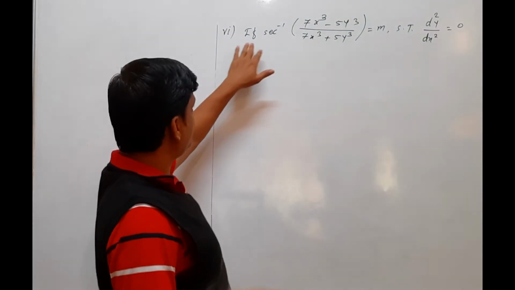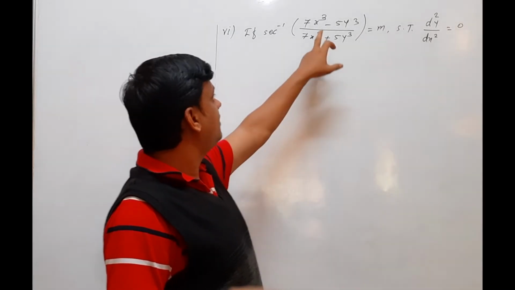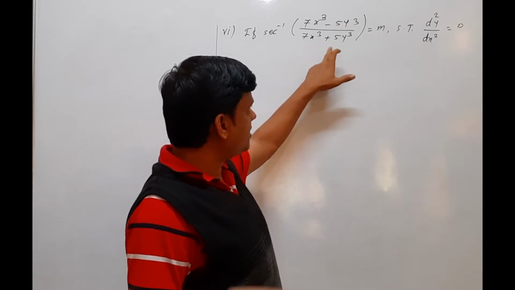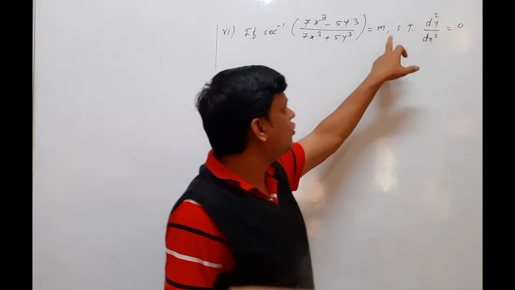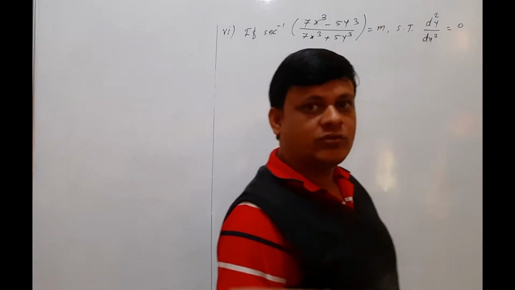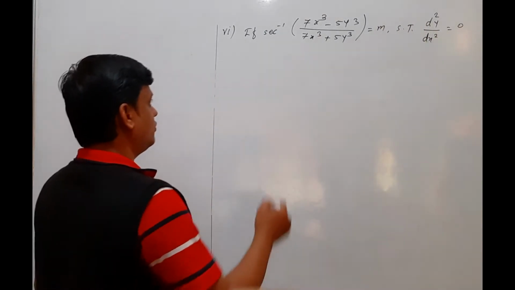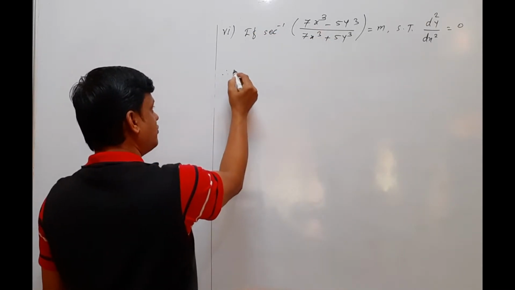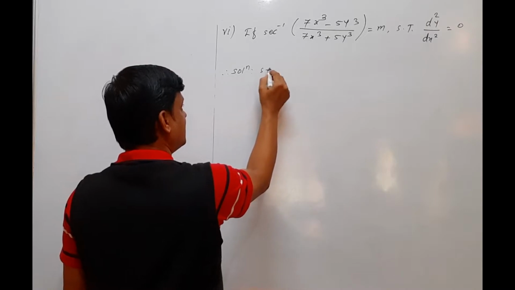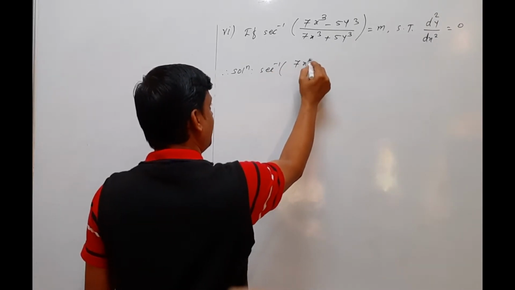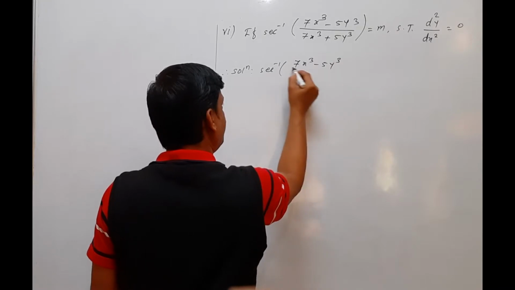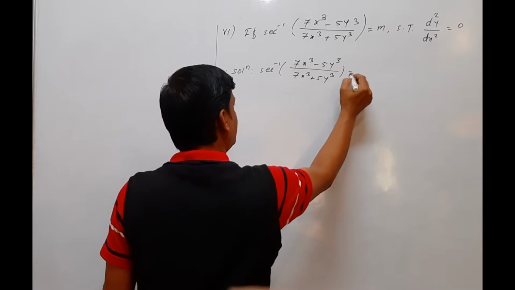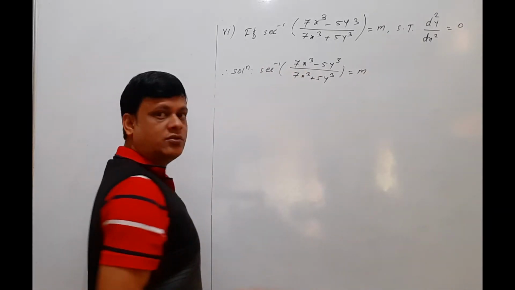Now see question number 6. If sec inverse of 7x cube minus 5y cube upon 7x cube plus 5y cube equals m, show that d2y by dx2 equals 0. So we transfer this sec inverse to right hand side. So write in solution, sec inverse of 7x cube minus 5y cube upon 7x cube plus 5y cube is equal to m. We transfer this sec inverse to right hand side.